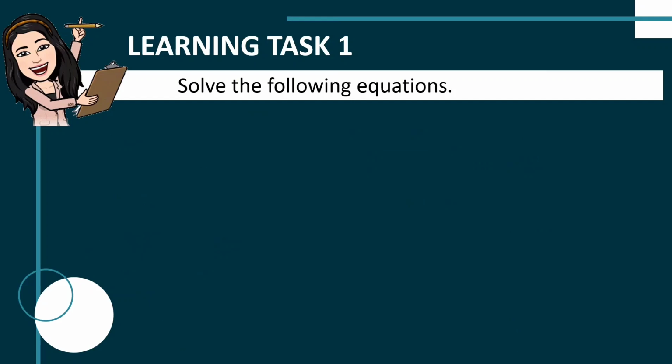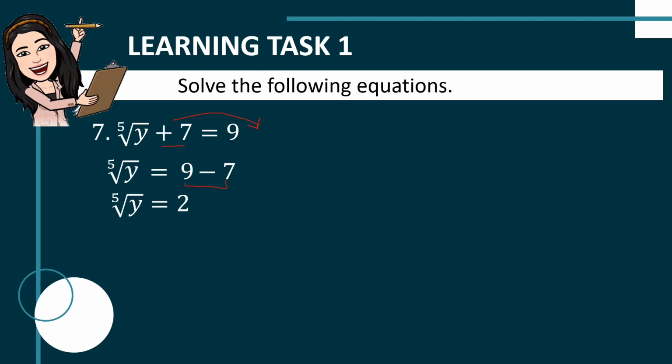Let us have this number 7. Our given is 5th root of y plus 7 is equal to 9. So here, i-transpose natin si positive 7 to the other side. So this will become 5th root of y equals to 9. Positive 7 will become negative 7. Simplifying, 9 minus 7 is equal to positive 2.